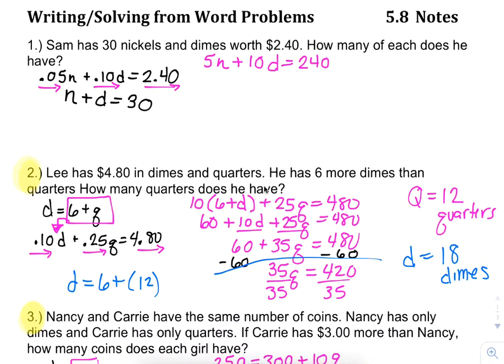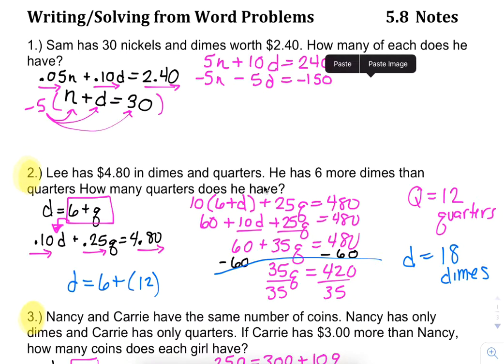Now, once I do that, I need the bottom numbers to match. So I want them to be the same with the 5n, but I need it to be negative. So here's what I'm going to do. I have a 1n right now on my bottom line. I'm going to multiply it by negative 5. That's going to give me negative 5n, negative 5d, and negative 150.